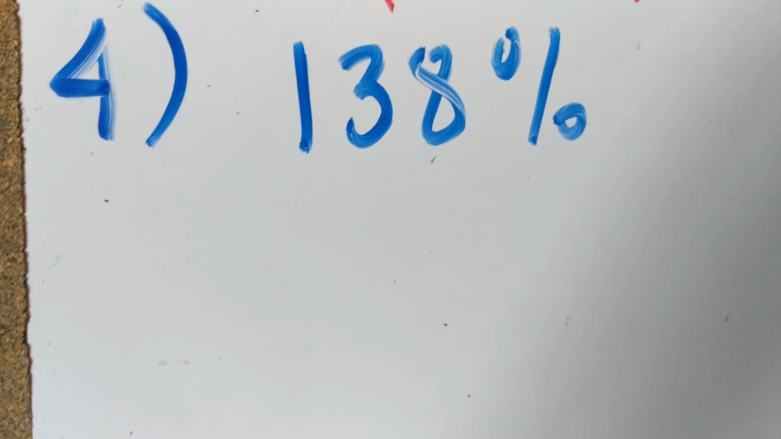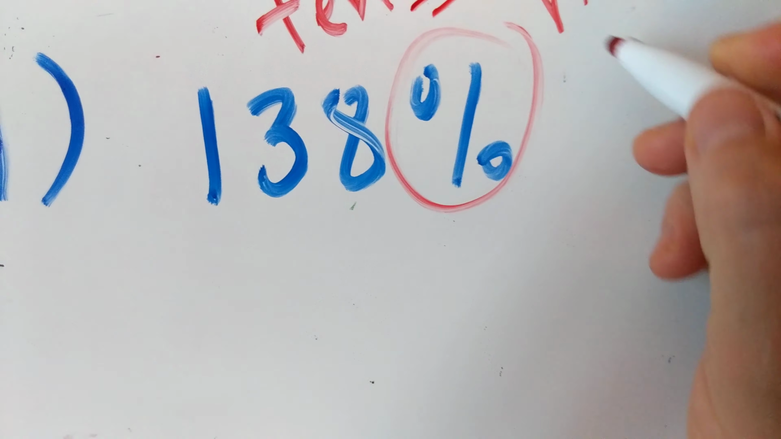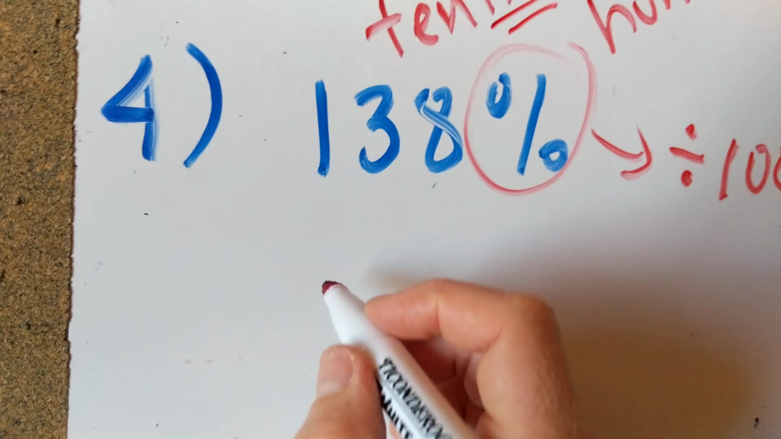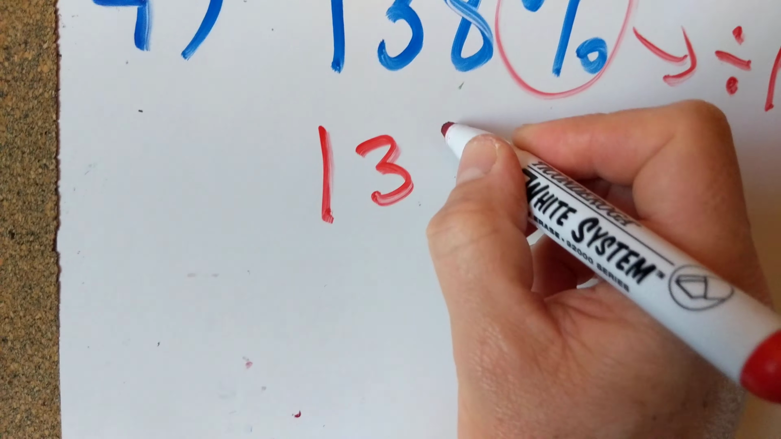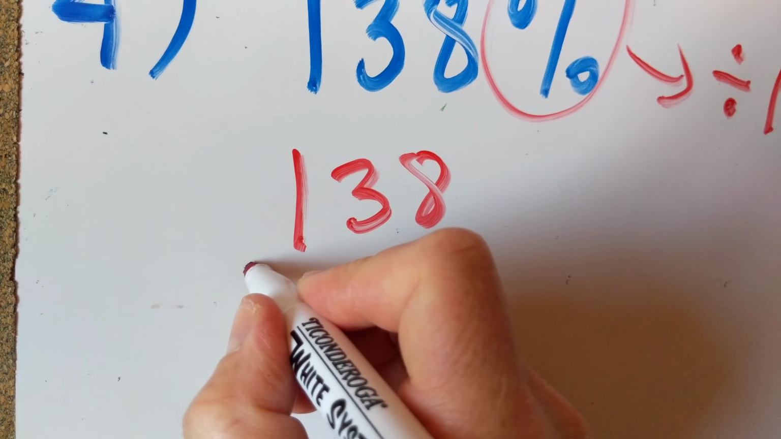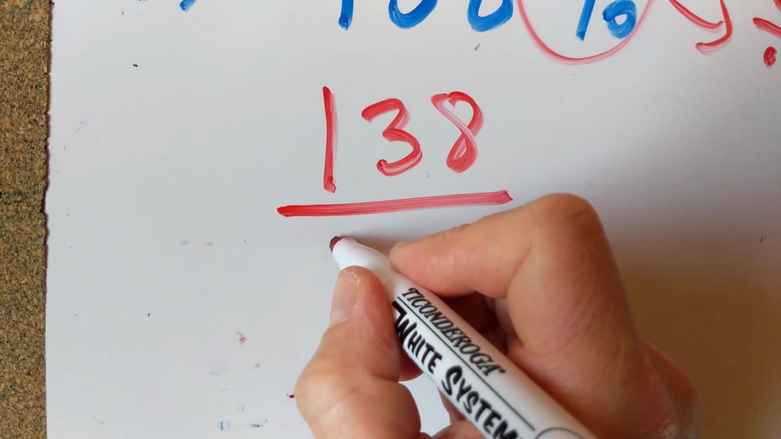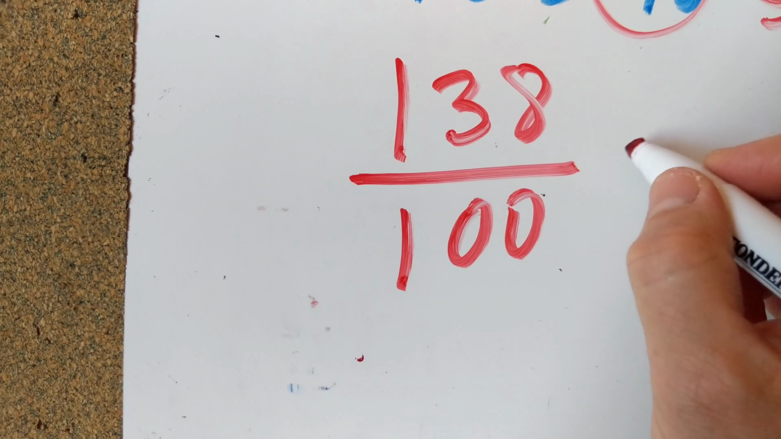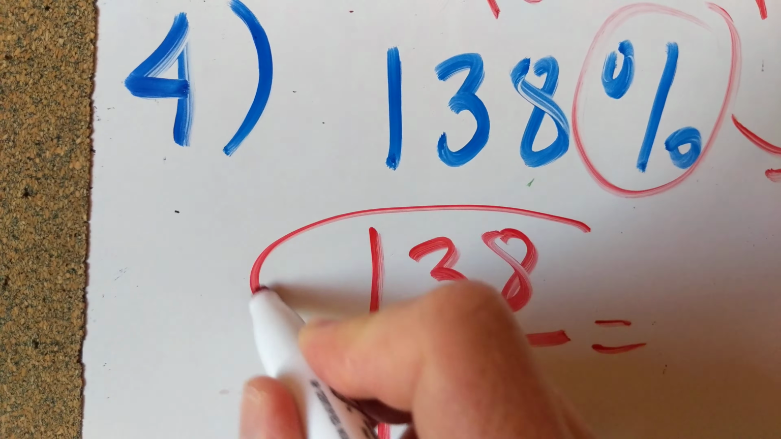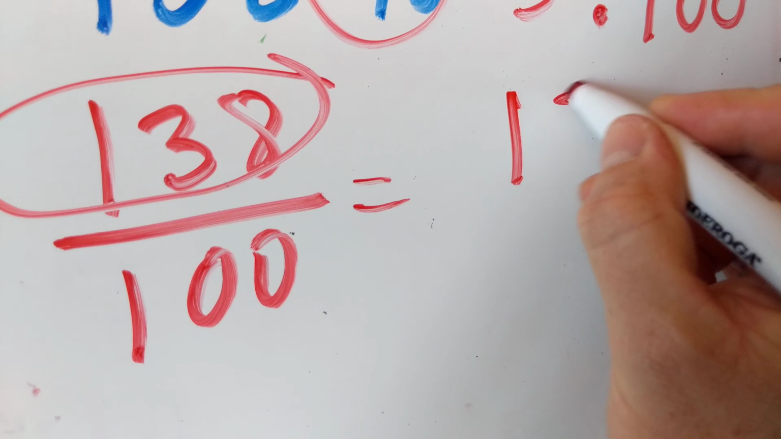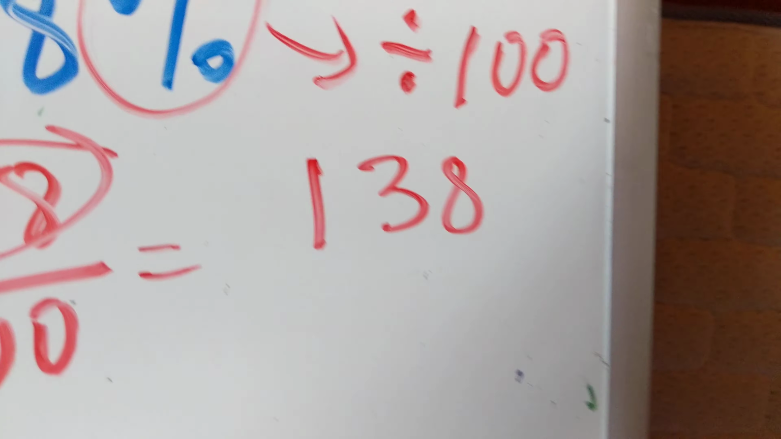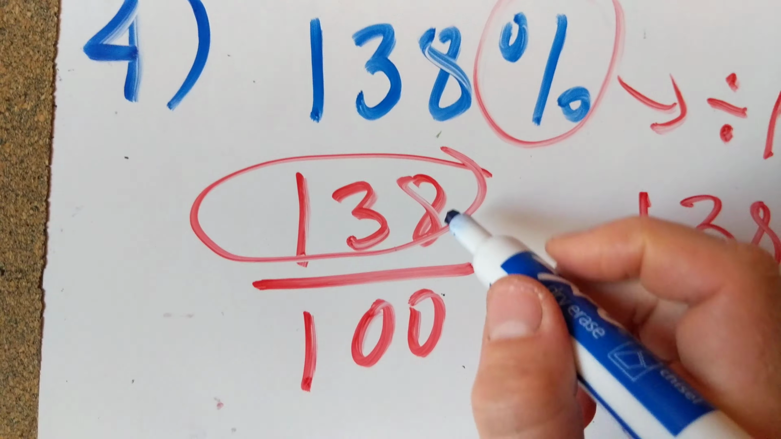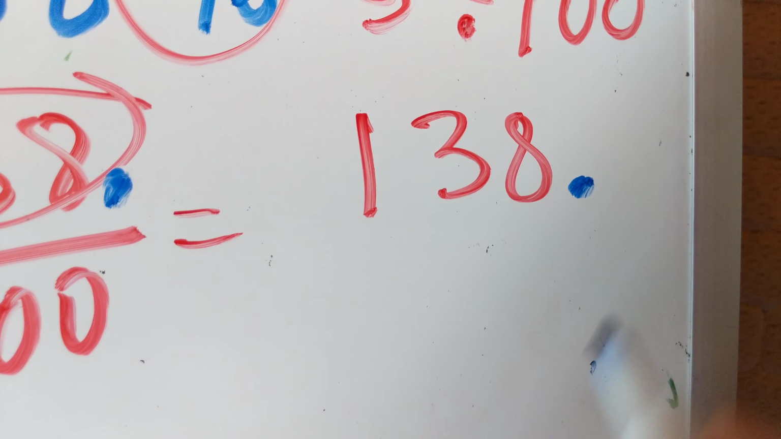So just like we did earlier, percent means over 100 or divided by 100. So 138% is just 138 divided by 100. So we just copy the top, 138. We put the decimal point. Whenever they don't give you a decimal point, like in this case, it's because it's at the end. So it's right here at the end.